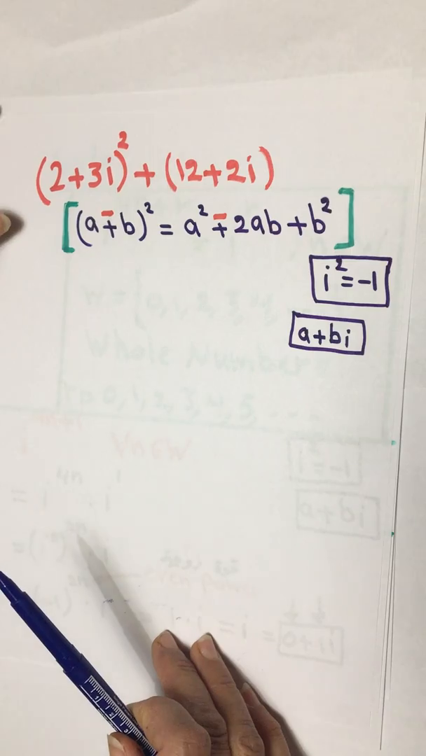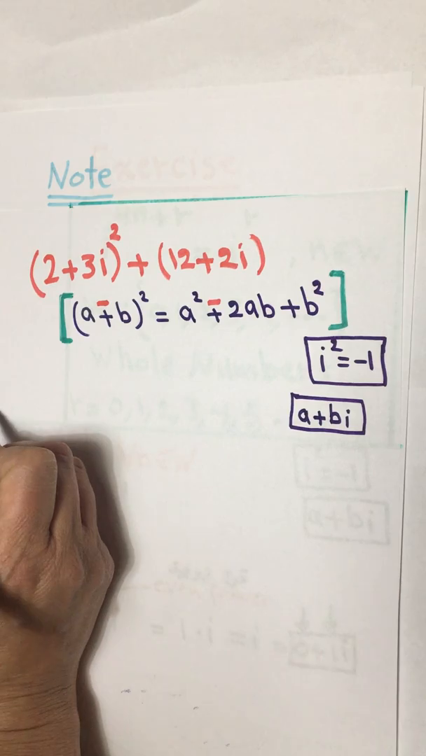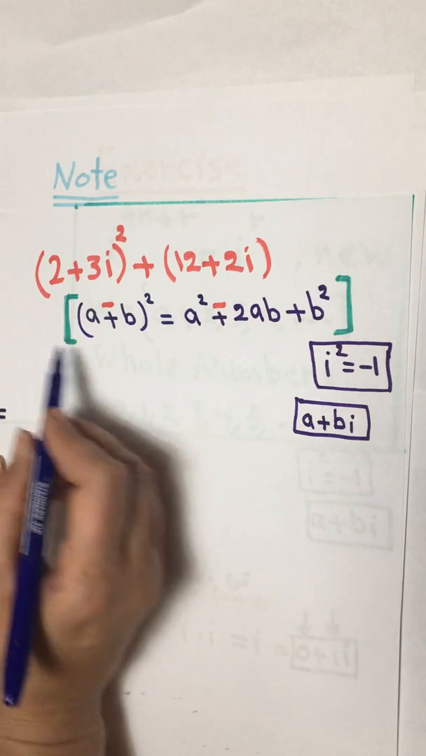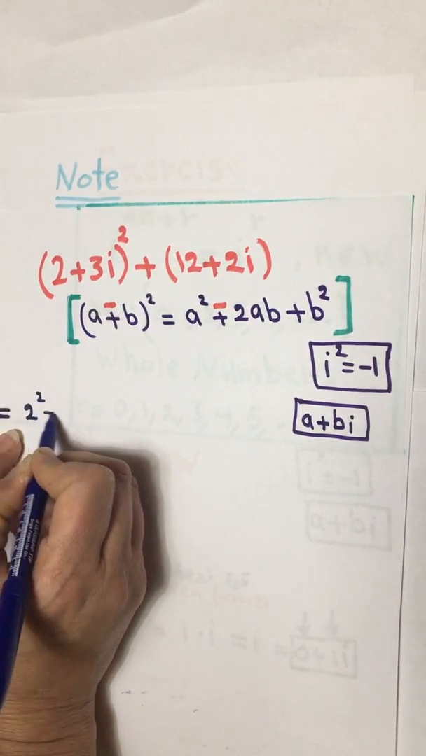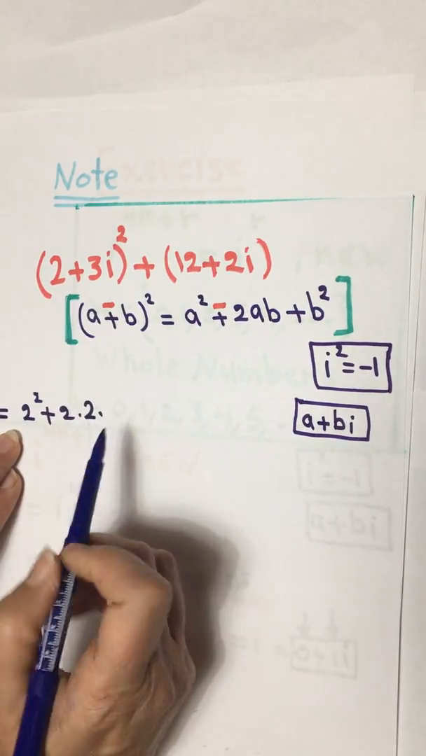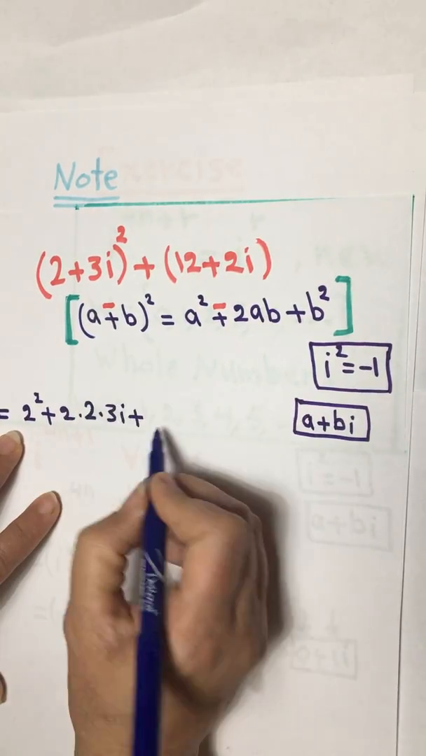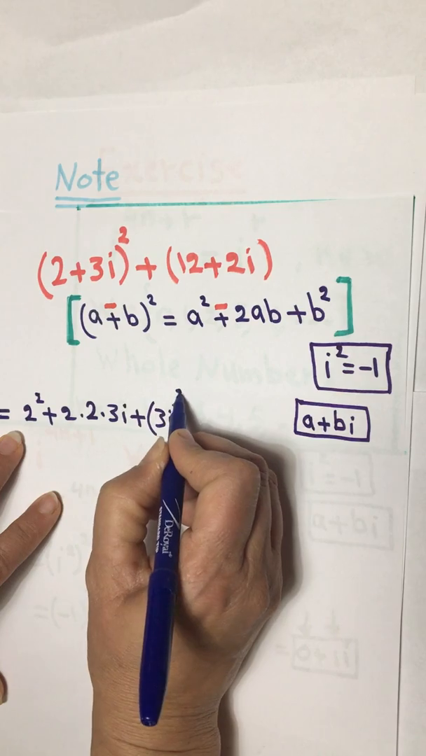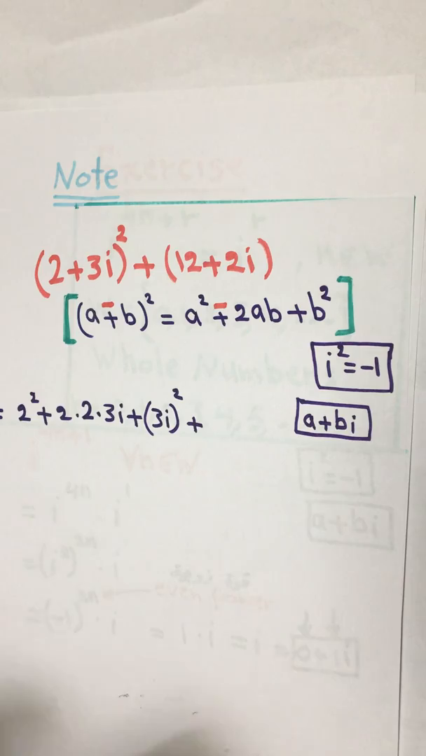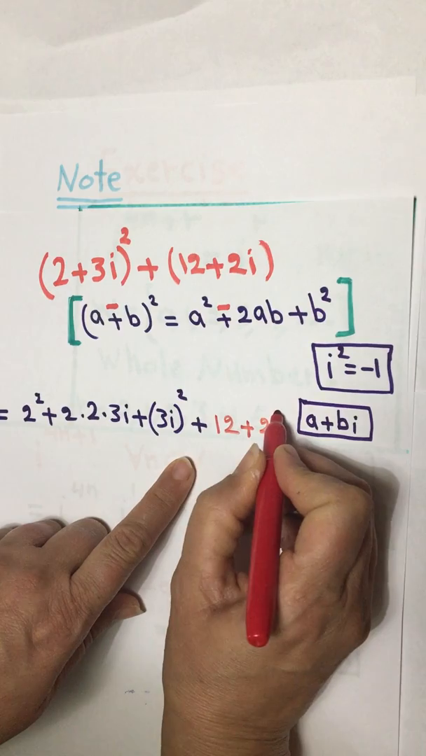So first step, I'm gonna have 2 plus 3I squared, so A equals 2, so this is gonna be 2 squared plus 2 times 2 times 3I plus B squared, 3I squared. And I'm gonna write down this part as it is. يعني هذا راح أكتبه أنزله نفسه، 12 plus 2I.